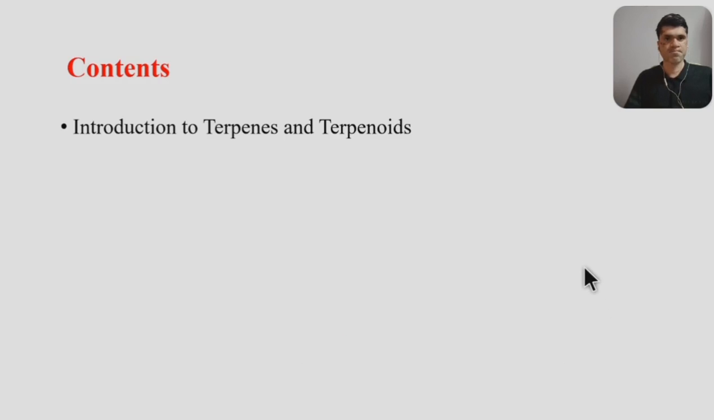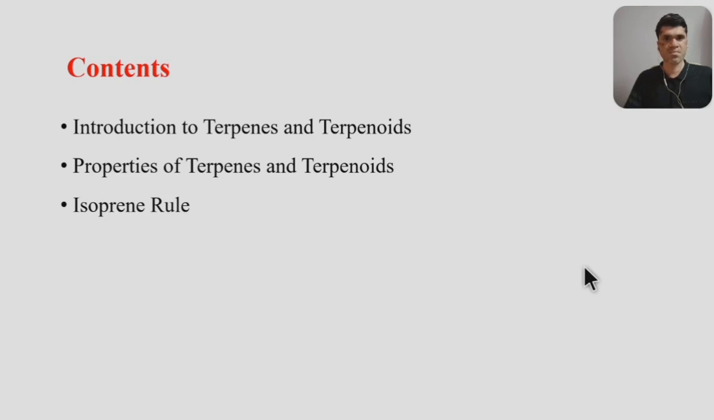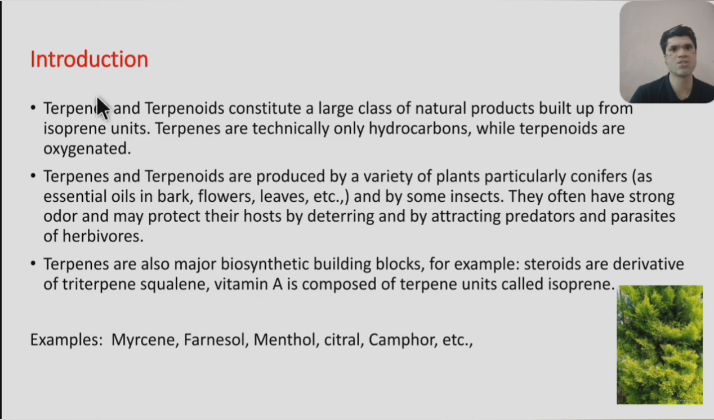Contents: introduction to terpenes and terpenoids, properties of terpenes and terpenoids, isoprene. Let us start with the introduction. Terpenes and terpenoids constitute a large class of natural products built from isoprene units. Terpenes are technically only hydrocarbons, while terpenoids are oxygenated.